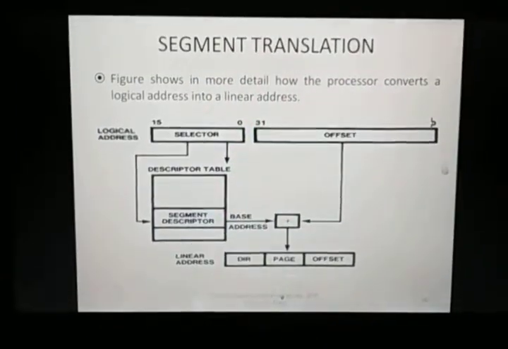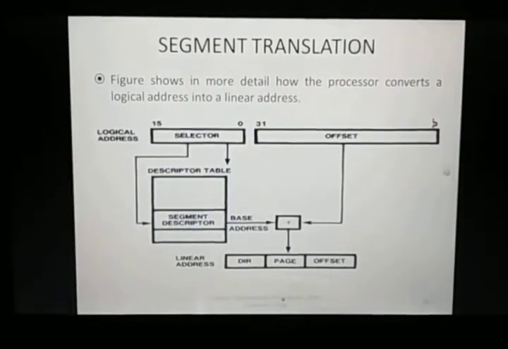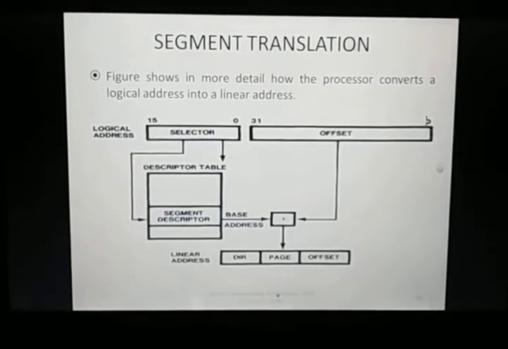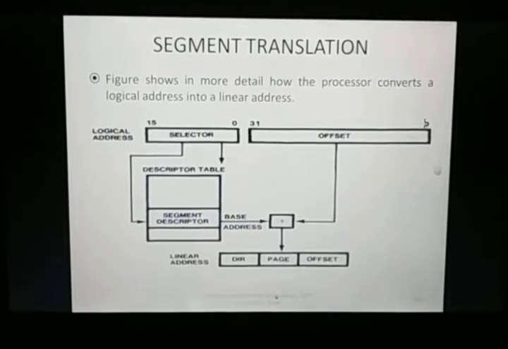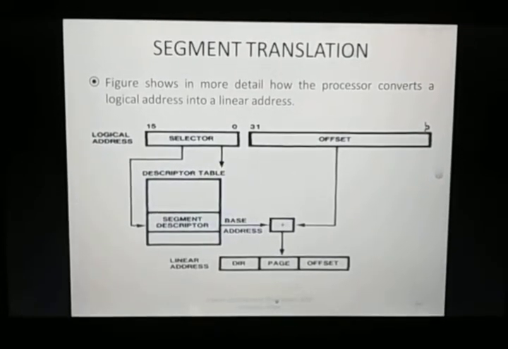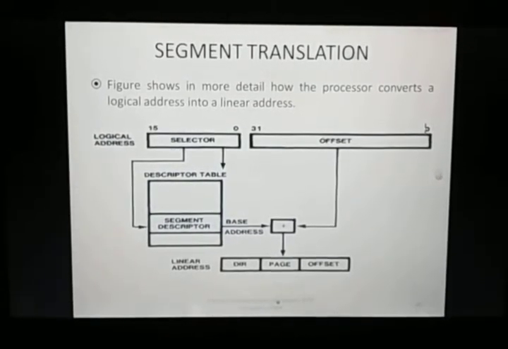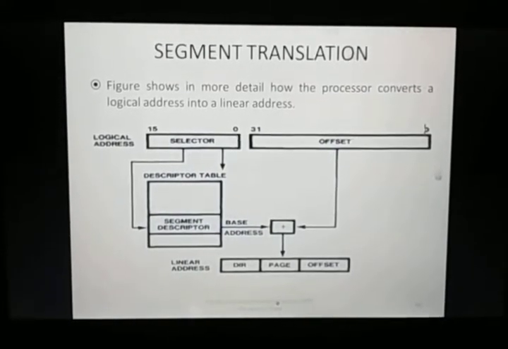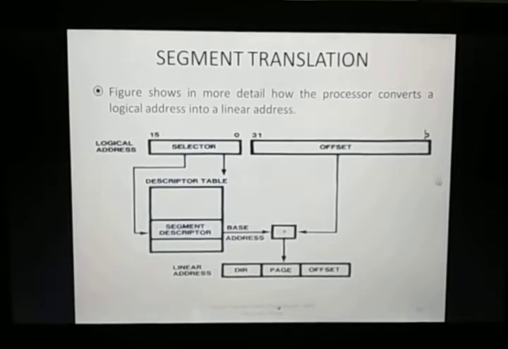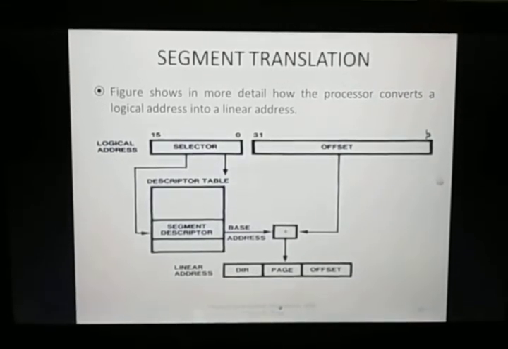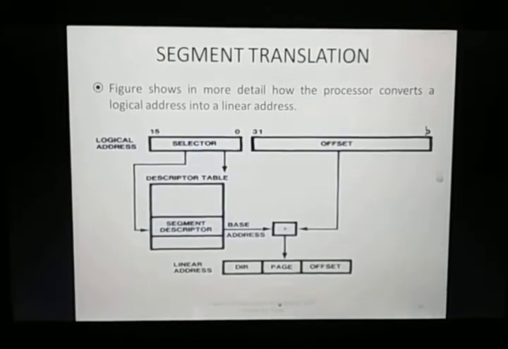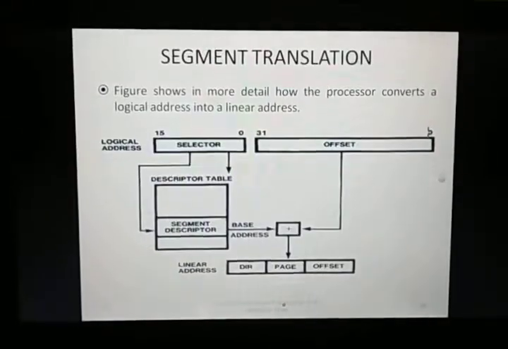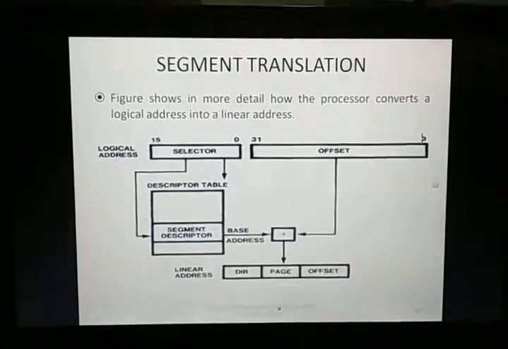So in this diagram you can see the selector part points to the descriptor table. The descriptor table basically contains segment descriptors. Then you point to the segment descriptor in the descriptor table. When you find the segment descriptor, that segment descriptor provides the base address, and when you add this base address to the offset value, only then can you convert your logical address into a linear address.